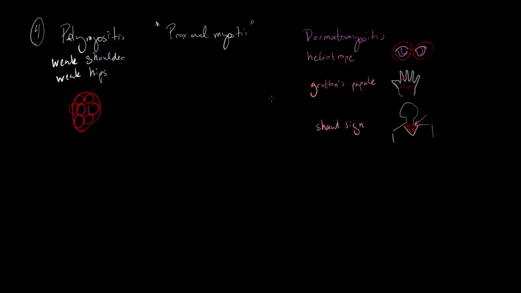In dermatomyositis, so let's draw this over here. In dermatomyositis, the inflammation is involving the perimysium. So it's the perimysial inflammation, and that is why this is closer to the skin. You will develop these skin findings on dermatomyositis.